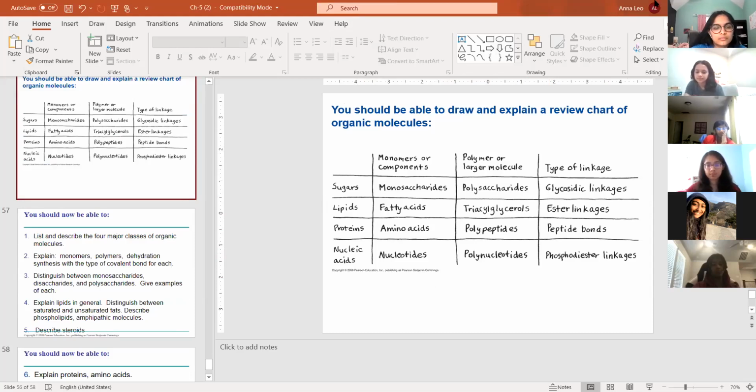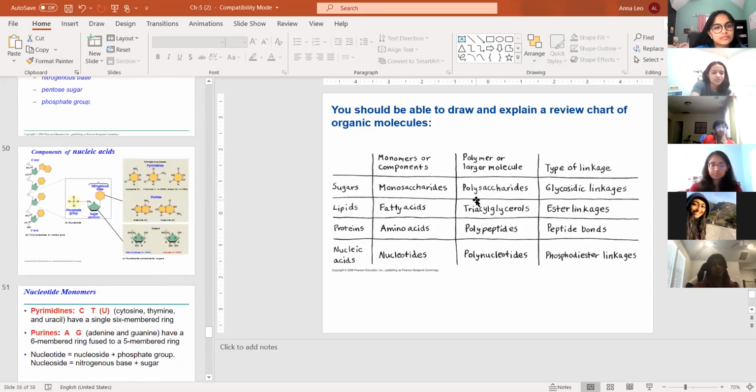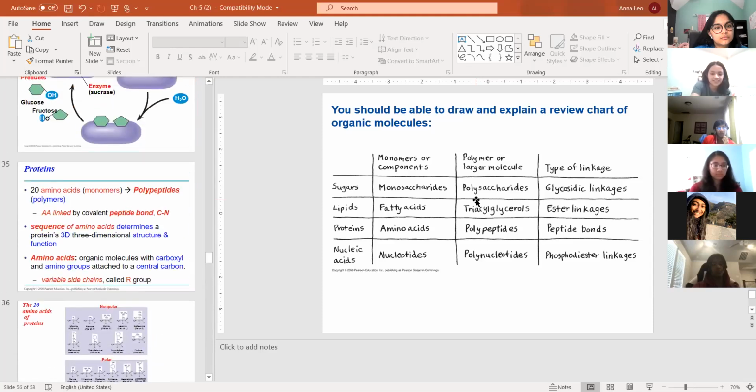Wait, what are ester linkages? It's like what links the different monomers together. So what links the different fatty acids to form the triglyceride. I think there's an image. We didn't really talk about it, so I don't know if it's very relevant.